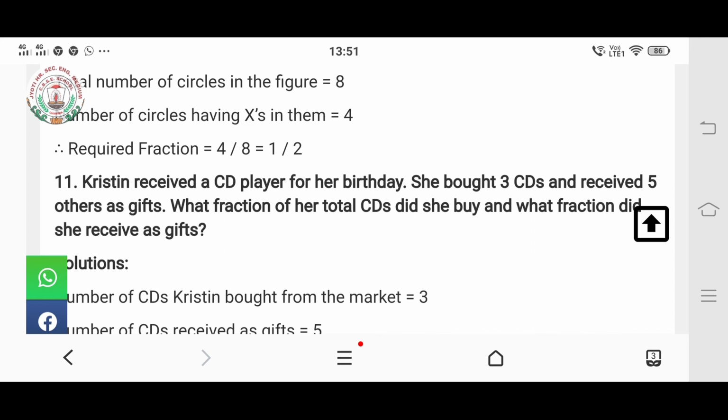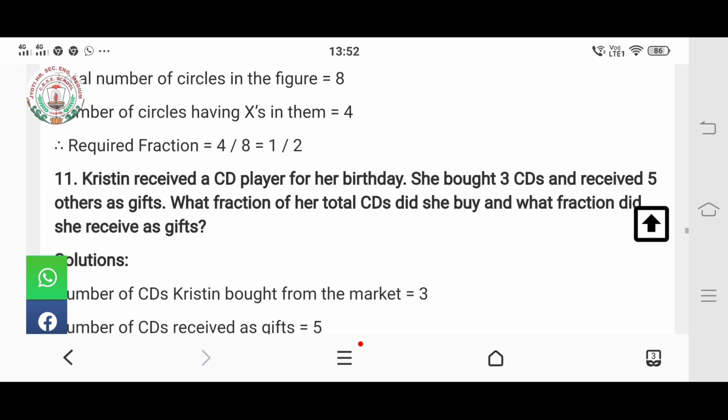So 2 different questions are asked here. What fraction of her total CDs did she buy? She bought 3 CDs and now she has a total of 8. So 3 out of total 8 she purchased. And the second question, what fraction did she receive as gifts? She received only 5 CDs as gifts, but now she has 8 CDs. So 5 out of total 8. So 5 by 8 is the fraction of CDs she received as gifts. So this is the solution.